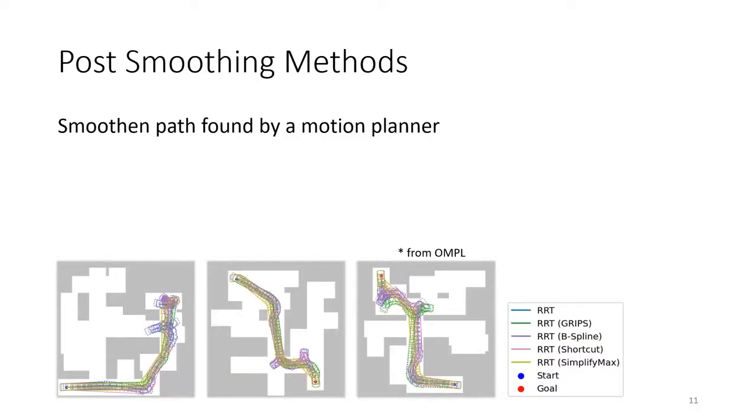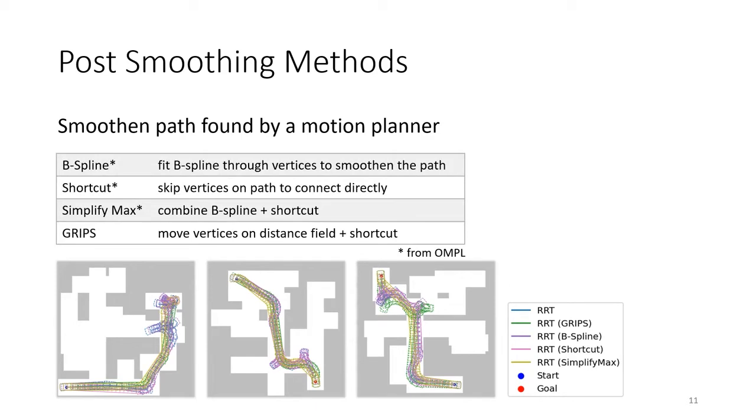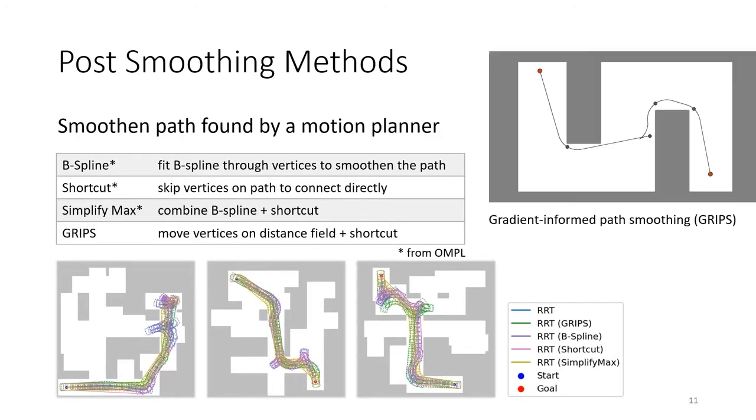Post-smoothing methods improve the path found by the motion planners. We provide interfaces to the following algorithms from OMPL. B-spline, which fits a spline through the vertices to smoothen the path. Shortcut tries to skip vertices on the path to connect them directly. SimplifyMax combines B-spline and shortcutting. Finally, gradient-informed path smoothing, or GRIPS, moves vertices on the obstacle distance field gradient and uses shortcutting to smoothen the path.